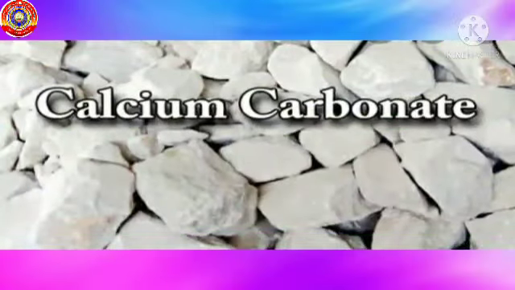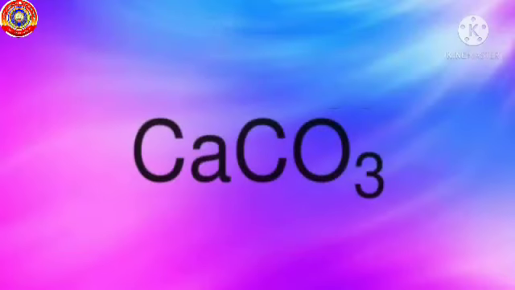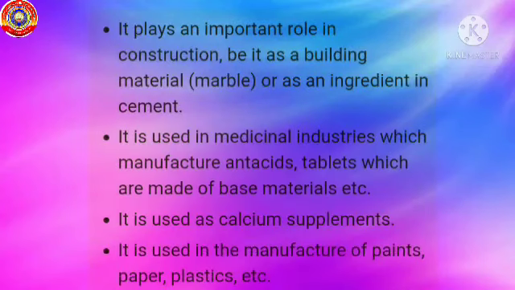Second one is calcium carbonate. Chemical formula is CaCO3. It occurs naturally in different forms. Calcium carbonate plays an important role in the construction, manufacture of paint, paper, plastic, etc. It is also used as an antacid in the medical field. So dear children, hope you understood the properties and the uses of carbonate salt.